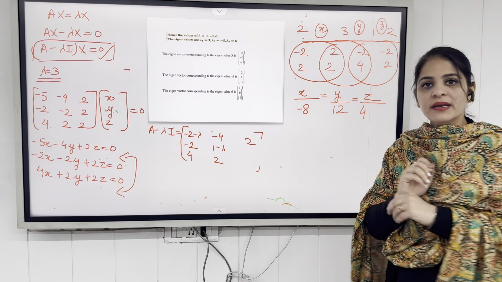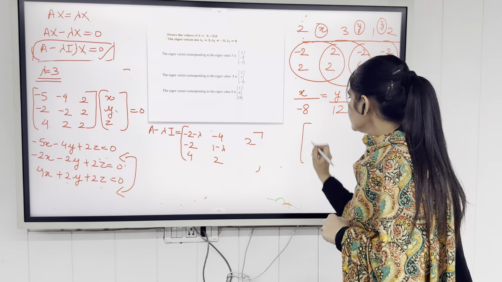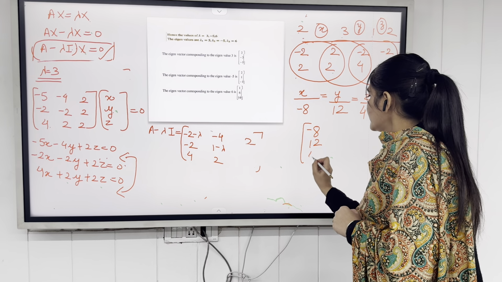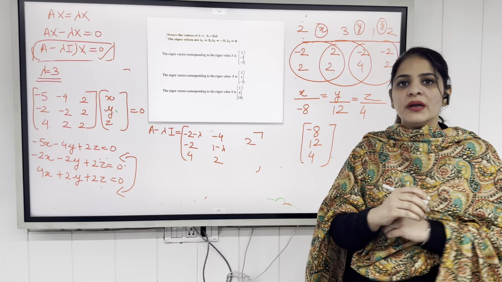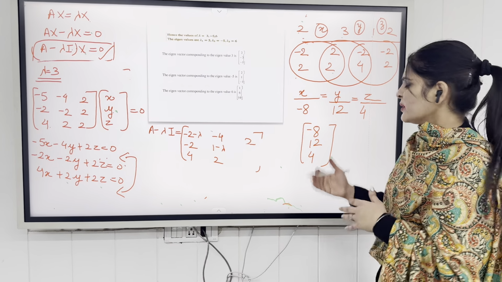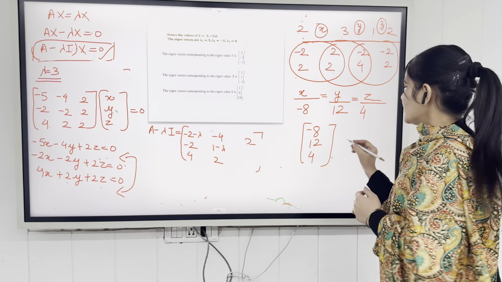This is 4. Right? So if we are writing it here, this is minus 8, the value of x, the value of y is 12 and the value of z is 4. What do you have to do? You have to take the highest common factor from here. Either you can take minus 4 or you can take 4, it's your choice.